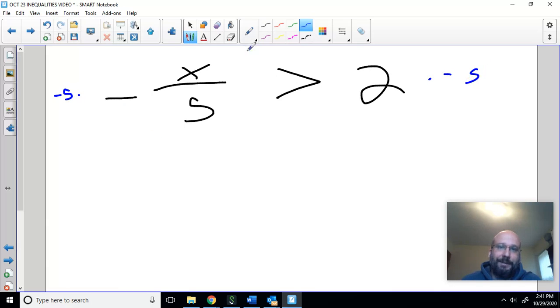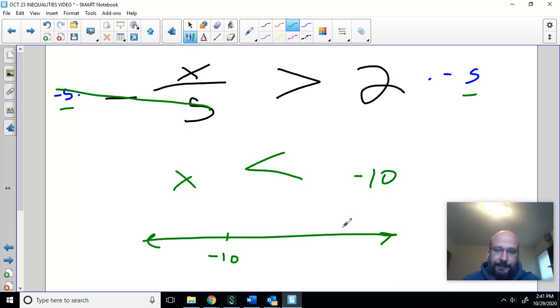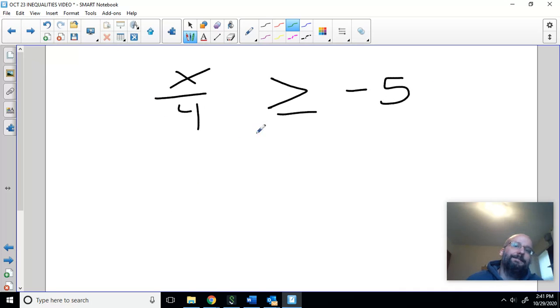And since I multiplied by a negative, right, I multiplied by a -5, this cancels. This is -10, but since I multiplied by a -5, I have to flip the sign. So number line, -10's here, 0's here, open circle, and it's anything less than -10. So I have this one here.